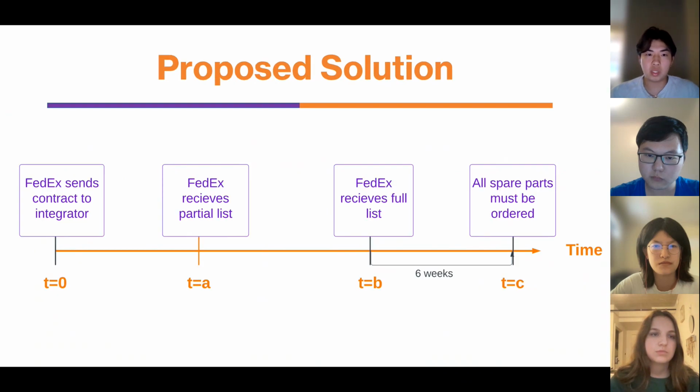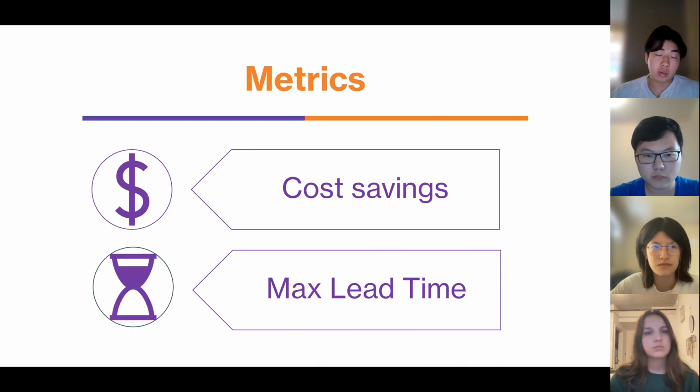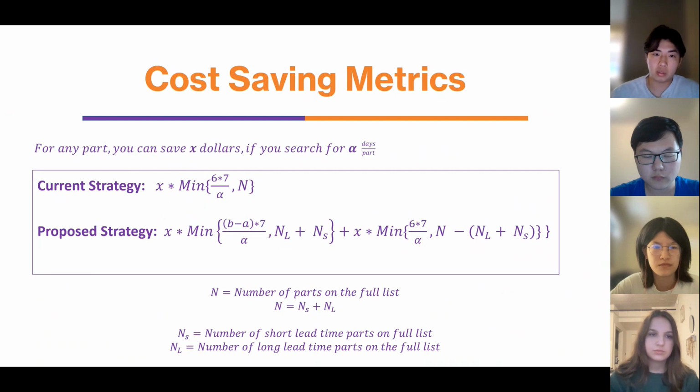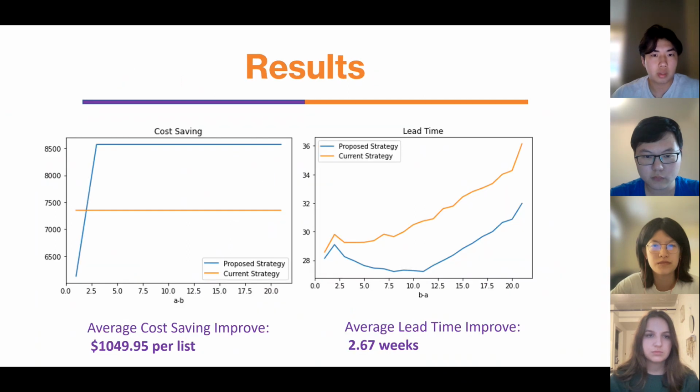So our proposed solution is that FedEx should receive two partial lists, one when the integrator is initially complete and then when they're finally complete. This leads into how we calculate our metrics, cost savings and max lead time. So here are the calculations, well, the parameters for metrics in terms of cost savings, and then max lead time. And then this will lead into our results.